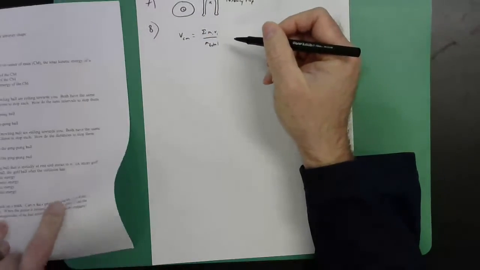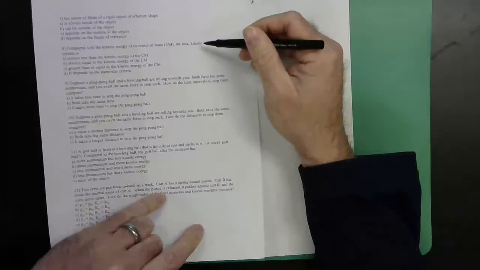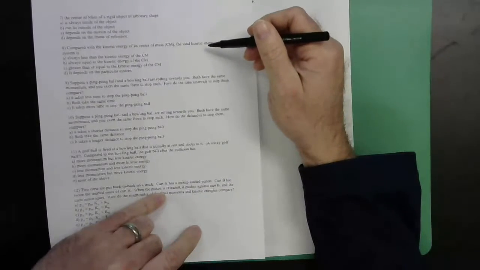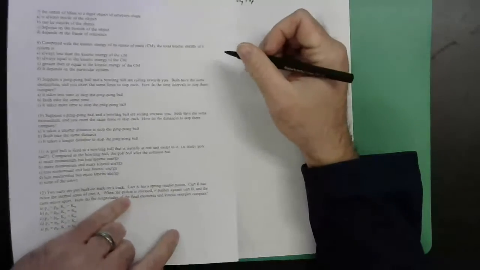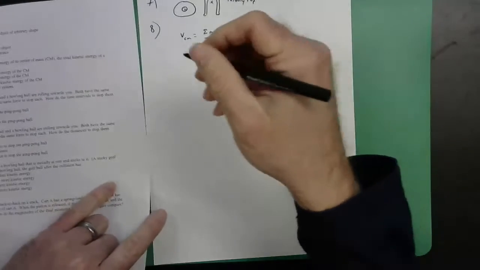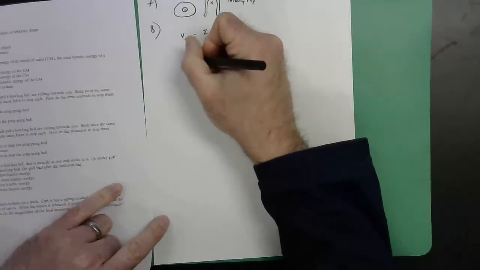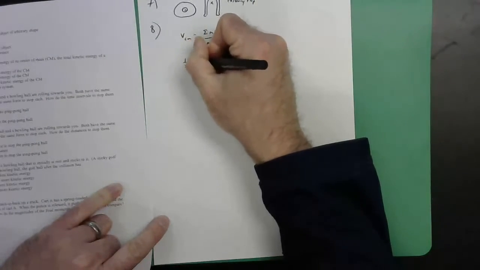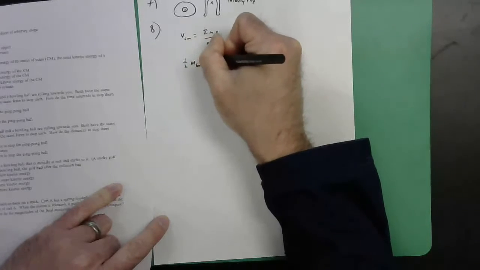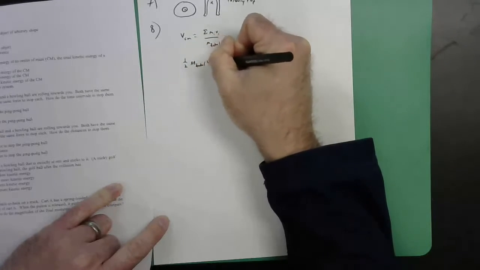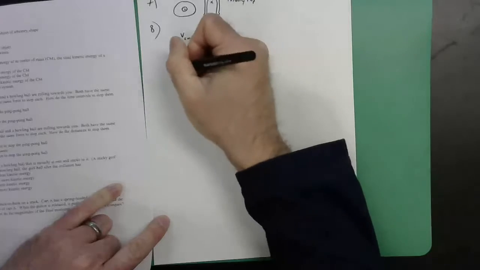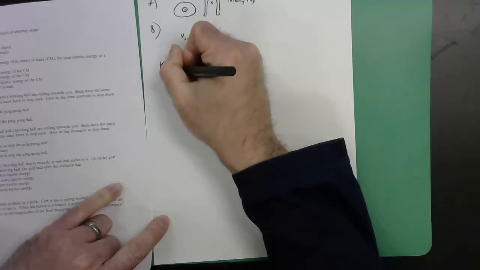So what you're asking about here is kinetic energy. It's kind of weird. I don't know if this question really belongs in this unit. Well, it kind of does. Kinetic energy of the center of mass, that would just be 1/2 the total mass times the velocity of the center of mass squared. Okay, that's what we're talking about, the kinetic energy of the center of mass.